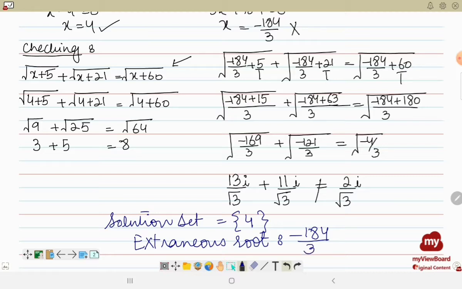So this is how we are going to solve radical equations of type 2. In this case, we have taken the square both for 2 times, right? So I hope the steps of working are clear to you.